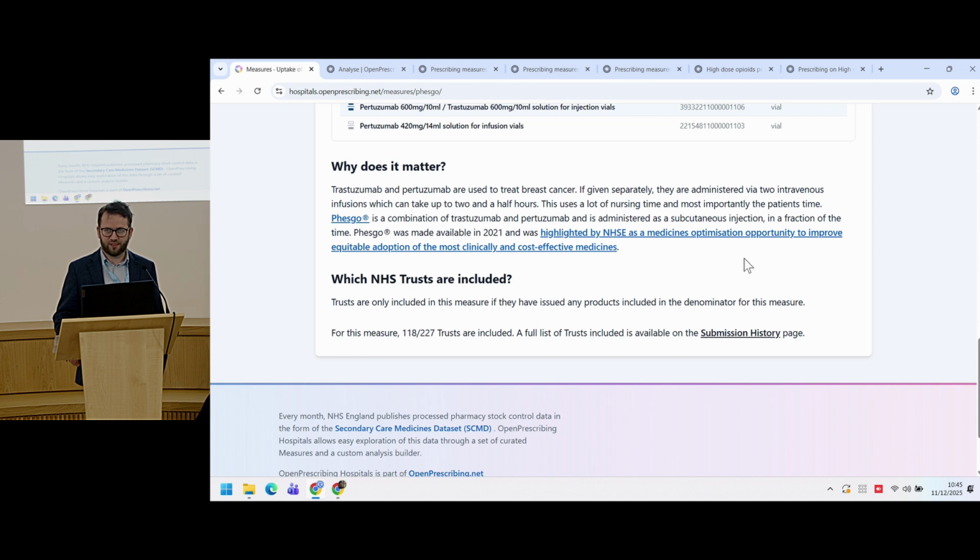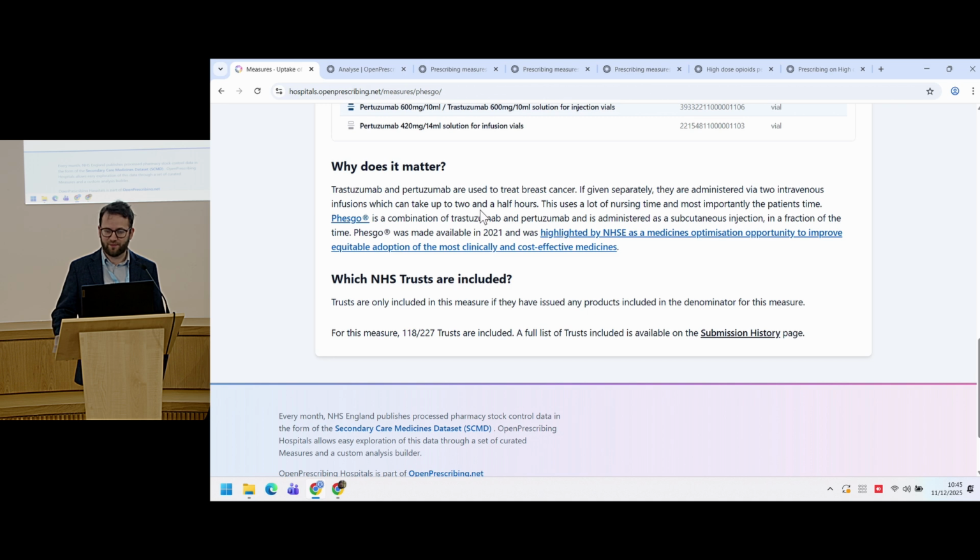Historically, the product used needs to be given as an intravenous infusion, which took about 2.5 hours to give. So patients had to go in, sit there for 2.5 hours while that drug was infused into them. Took up chair time, took up nursing time. Then this new product, Phesgo, contains these two drugs as a single injection, can be given in about 8 minutes. So it means that patients can go in, receive their treatment, be out of hospital within a much, much shorter period of time.